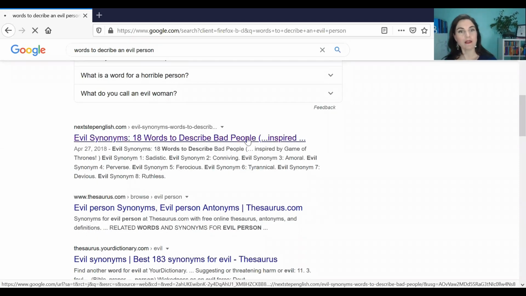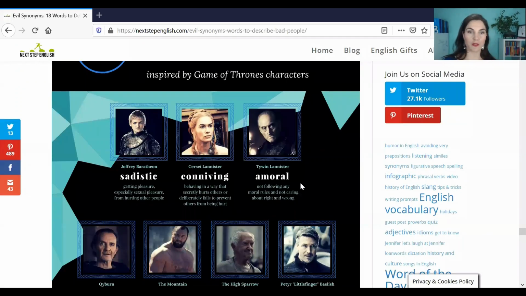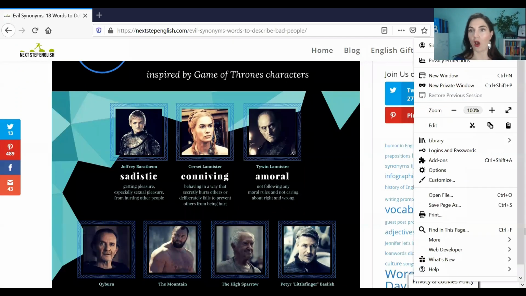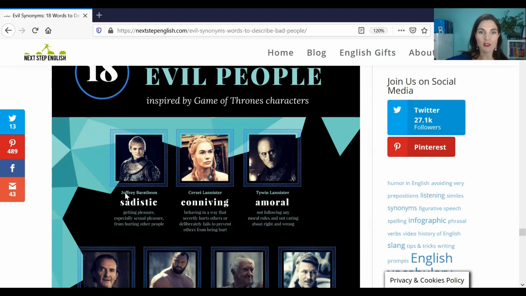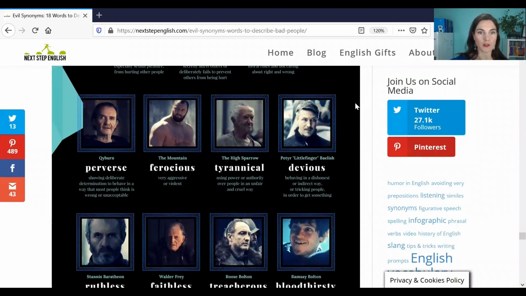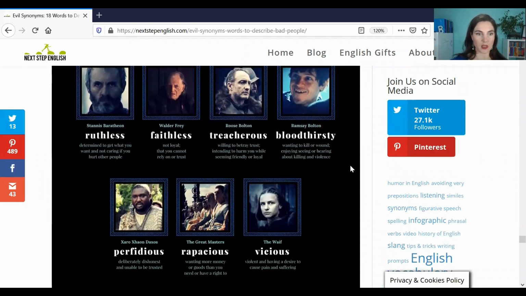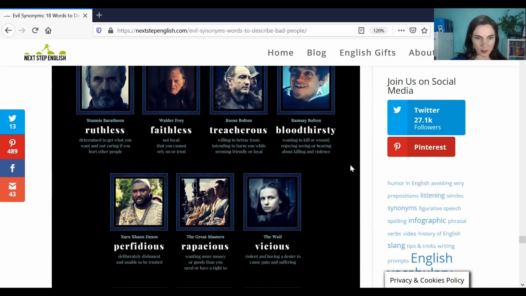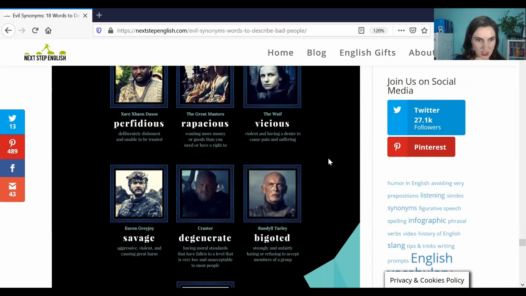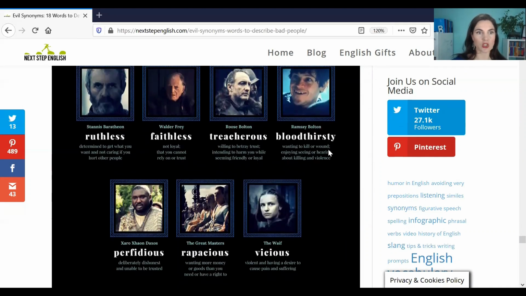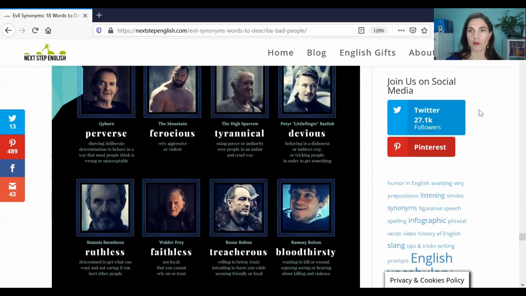Evil synonyms, 18 words to describe bad people. So down here, this is quite good because it's giving you the definitions of what these words mean as well. You might not know what some of these words mean. Conniving, immoral, perverse, ferocious, tyrannical, devious, ruthless, faithless, treacherous, bloodthirsty, perfidious, rapacious, vicious, bigoted, degenerate, savage. All right, so let's choose some of these to pop in.